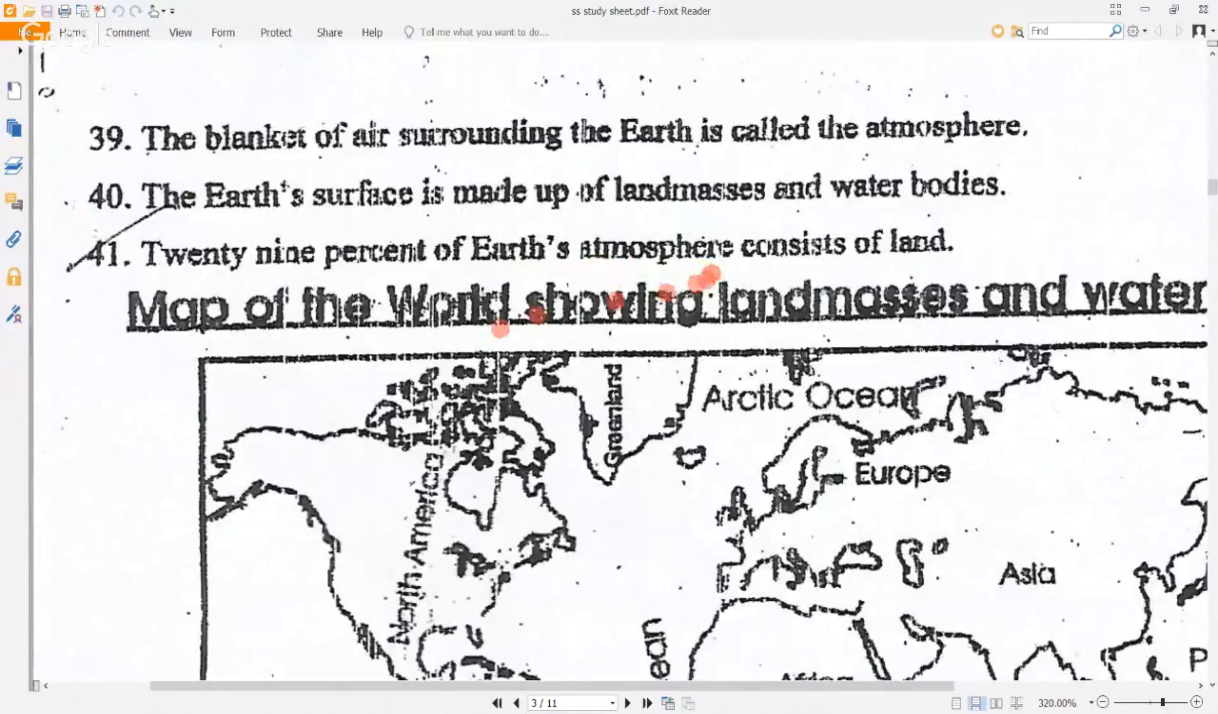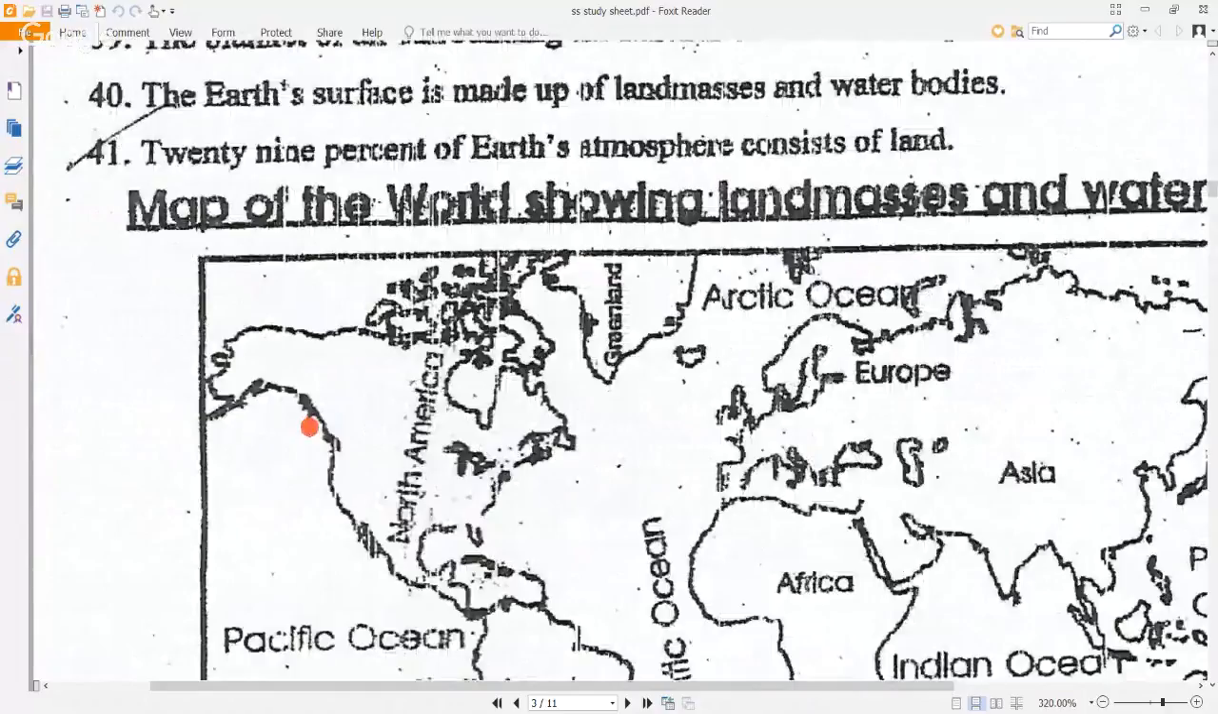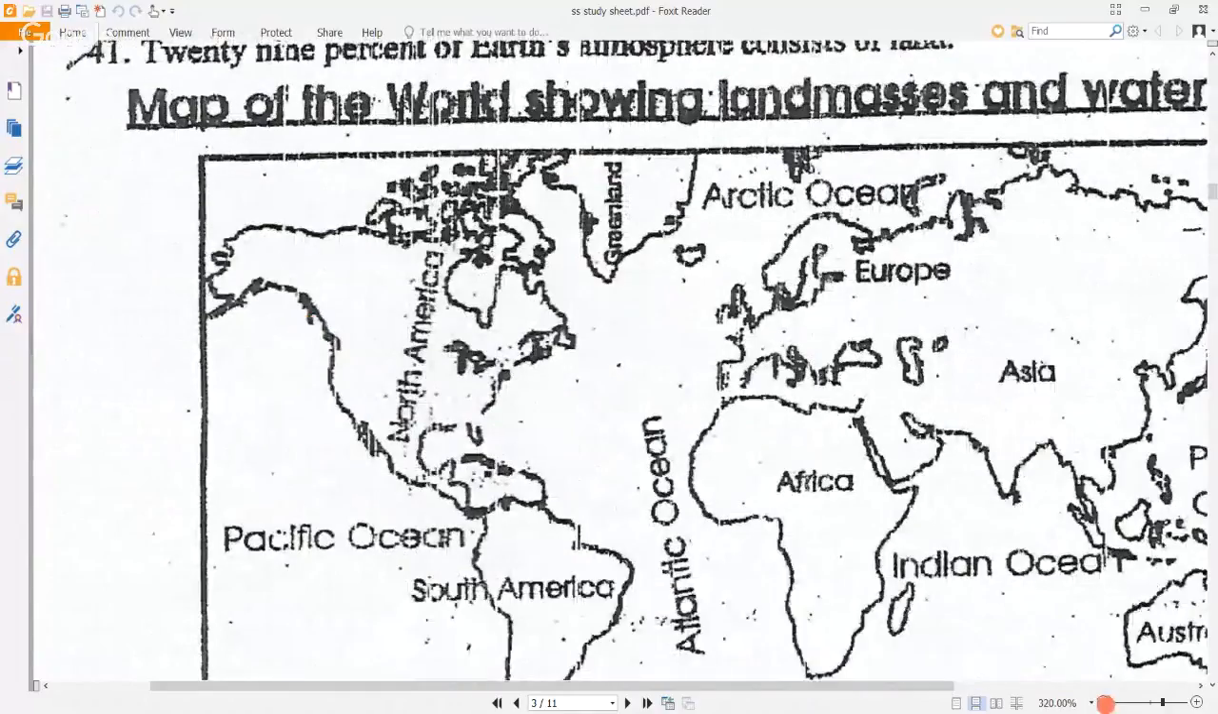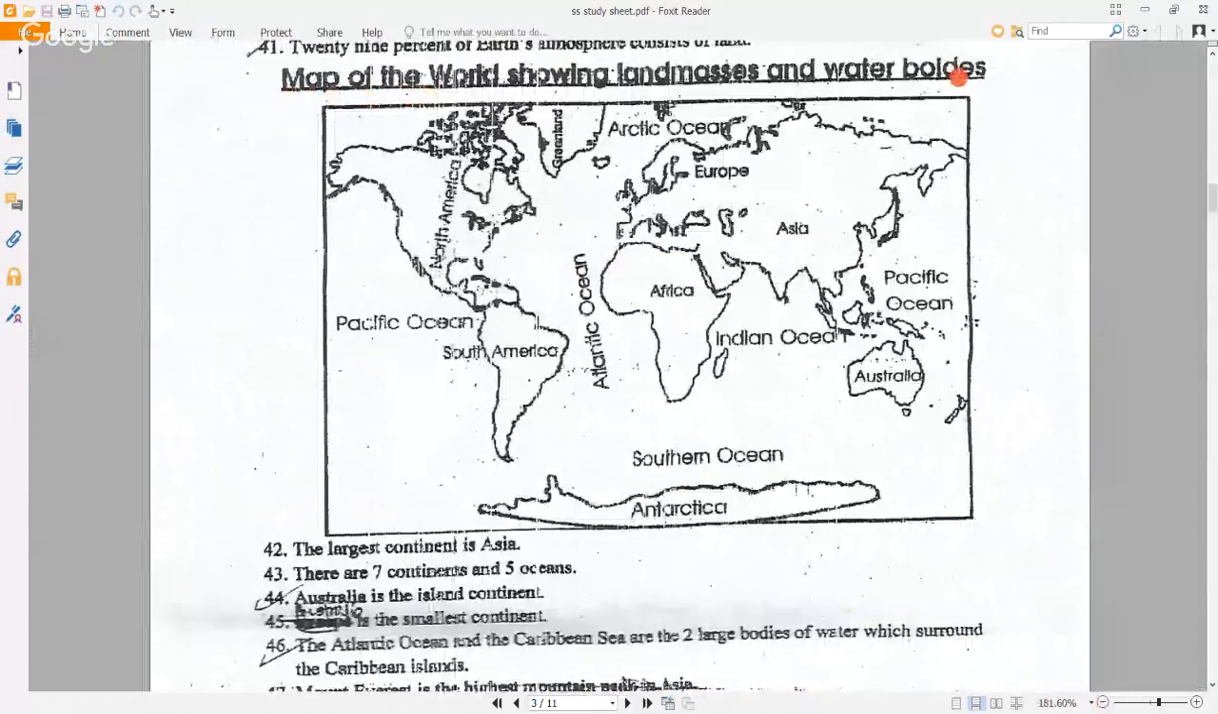All right. Let's zoom this out a little bit so we can get a better look at this map of the world showing land masses and water bodies. So here we have the land masses. We have North America, South America, Africa, Europe, Asia, Australia, Antarctica. Let's go with the oceans.